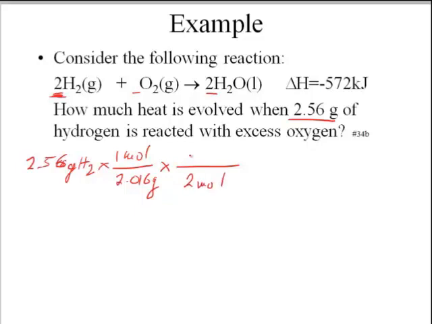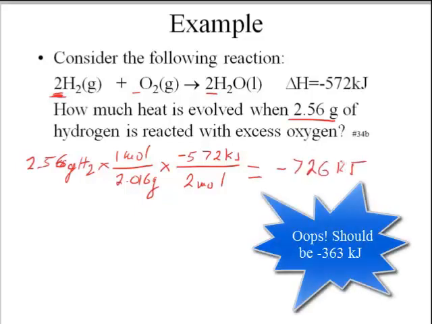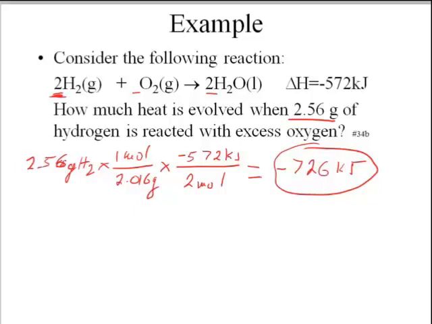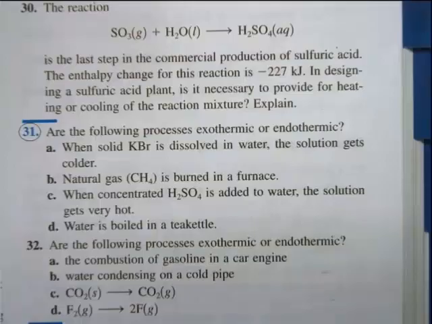And this is a common mistake. Students will often put 1, but you've got to look at the reaction to get the right value. So for every 2 moles, I get 572 kilojoules. And I guess we ought to keep the sign there, right? Because we want to make sure we get the right value. And so when I work that out, I get a negative 726 kilojoules. Okay? So there you go. That's how much heat is evolved. Not too bad, right? Well, let's look at a couple other scenarios and see what we would have.